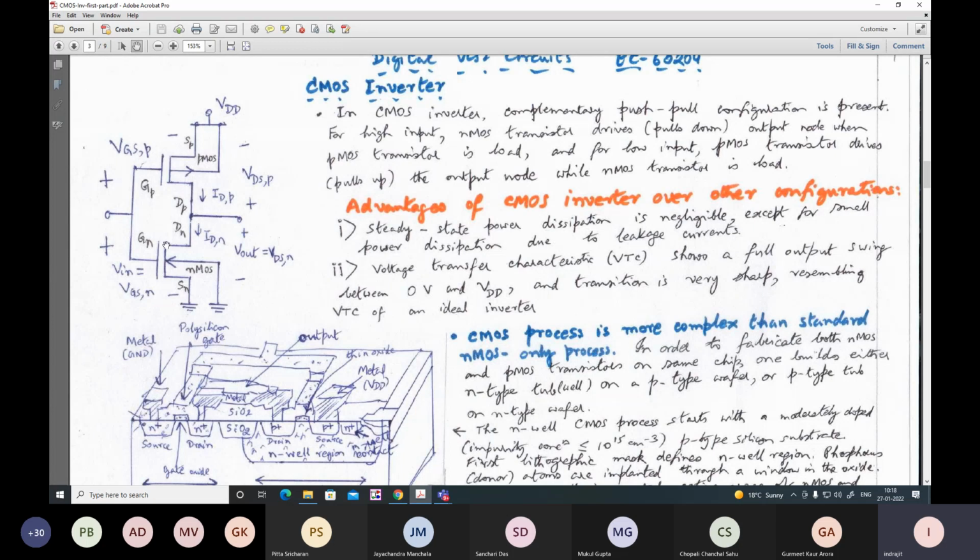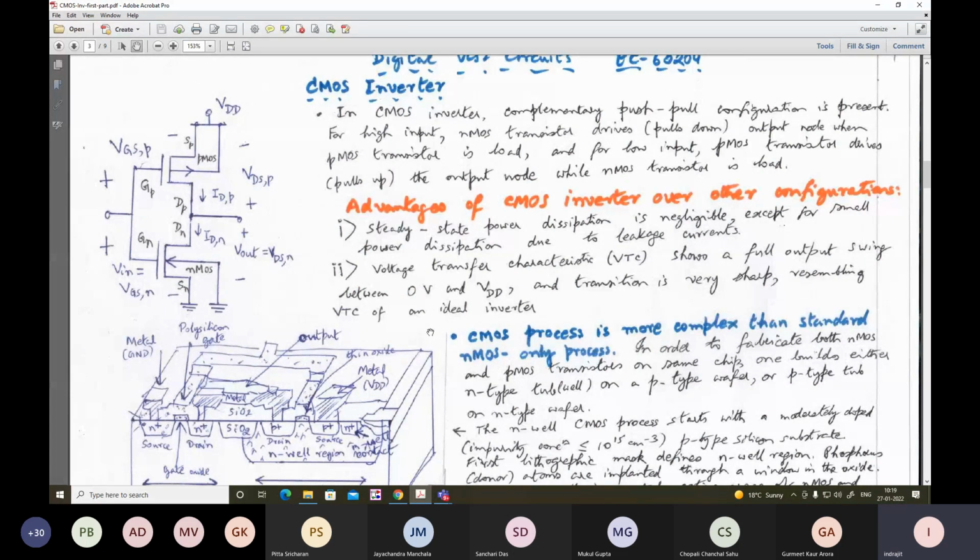Depending on where we keep the inverter switching threshold voltage, also VIH, VIL, as we shall see, depends on the aspect ratio, actually the ratio of the W/L of the two transistors. We can decide about the value of VIH and VIL very easily, and then we can determine the noise margin. And the voltage transfer characteristic almost resembles that of the ideal inverter.